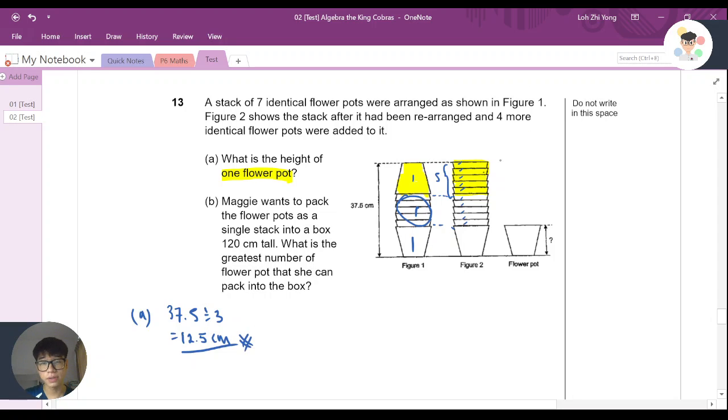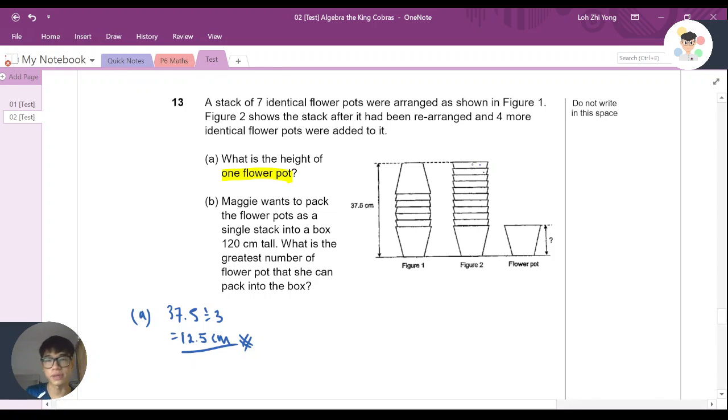Do you get what I mean? Because these 5 stacked together is equal to one pot. Here you also notice that there are 5: 1, 2, 3, 4, 5. So it's also considered as one pot. So 1, 2, 3. And of course, if you are more of an algebra person, you'll probably be doing this.